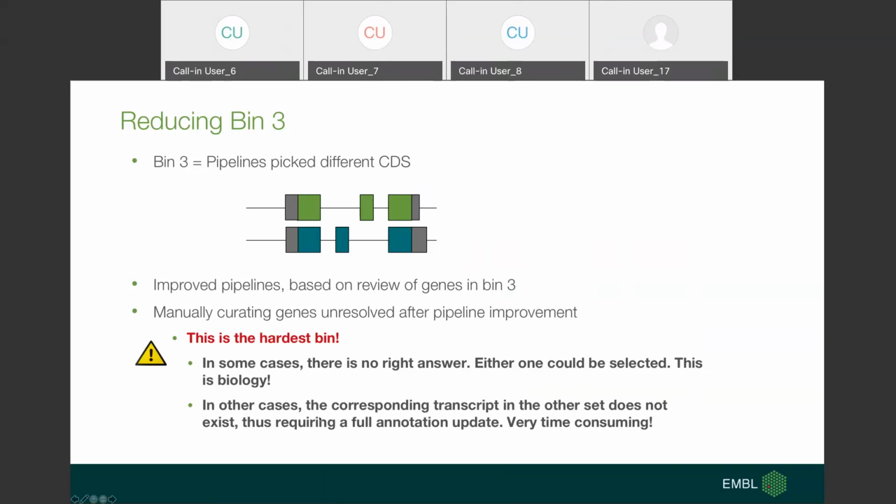But in other cases, what you have is a situation where a full annotation is required because the corresponding transcript in the other set basically does not exist. So this one in light green simply doesn't exist in the dark green set.